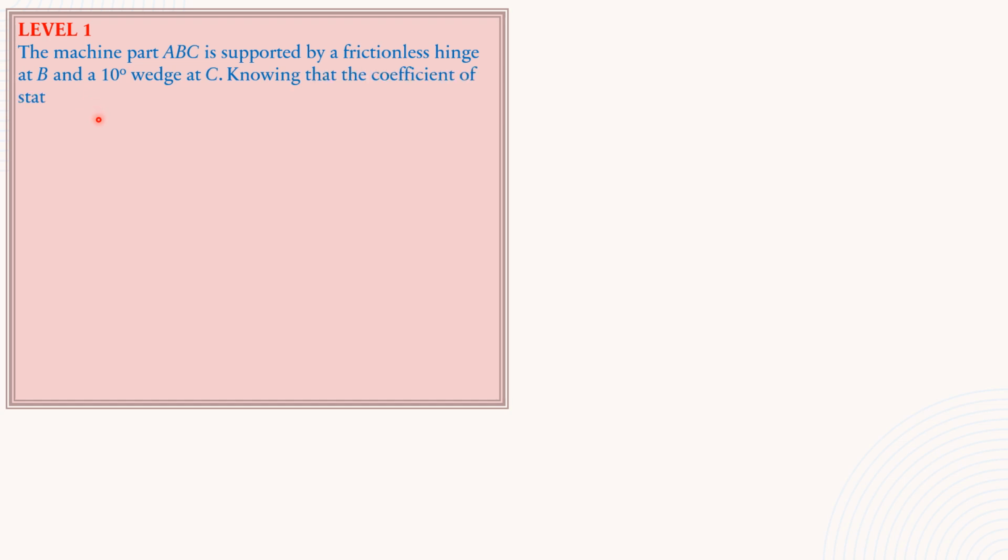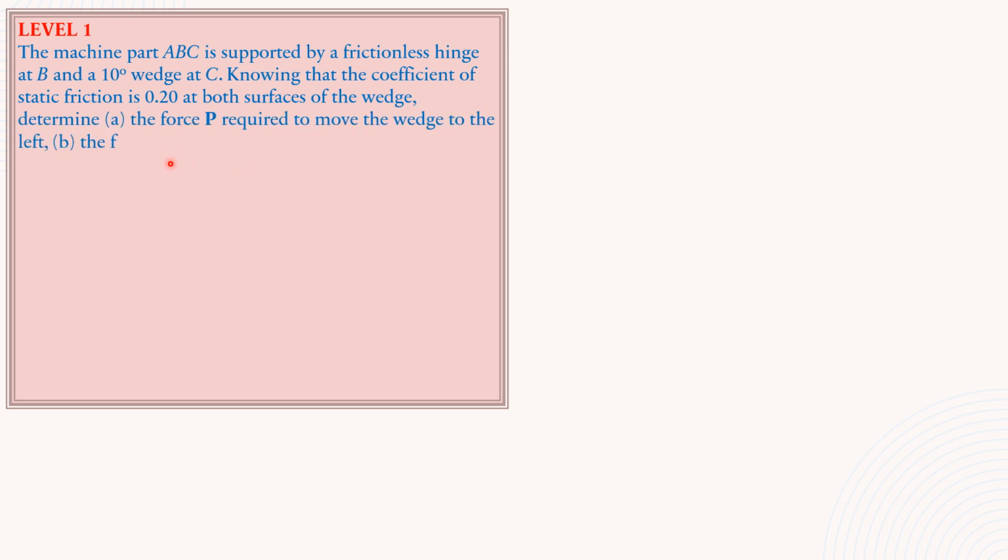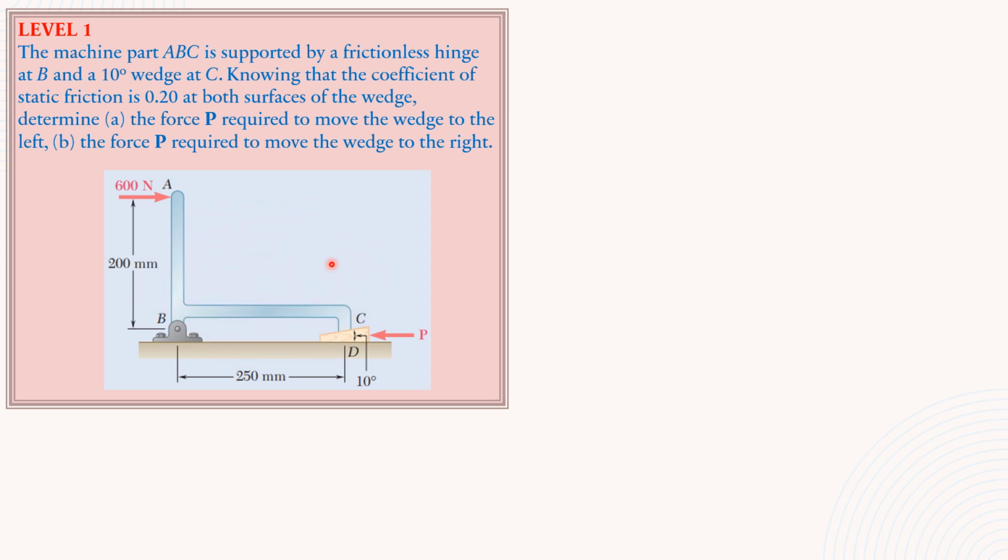Let's have level 1 on friction on wedges. The machine part ABC is supported by a frictionless hinge at B and a 10-degree wedge at C. Knowing that the coefficient of static friction is 0.2 at both surfaces of the wedge, determine part A, the force P required to move the wedge to the left and the force P required to move the wedge to the right. So here is the given figure.